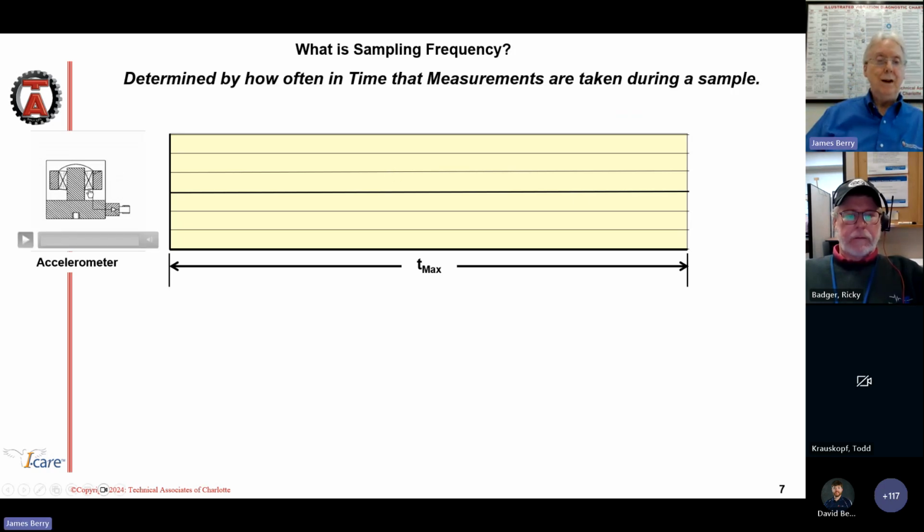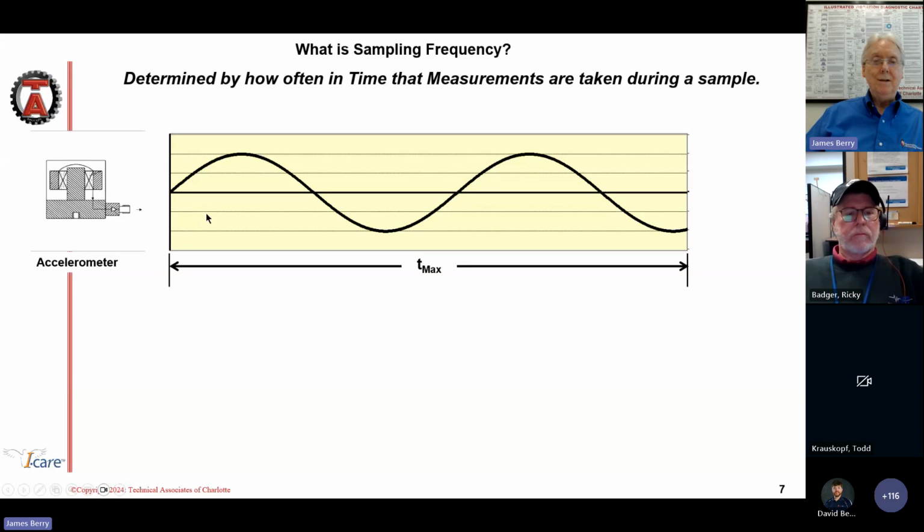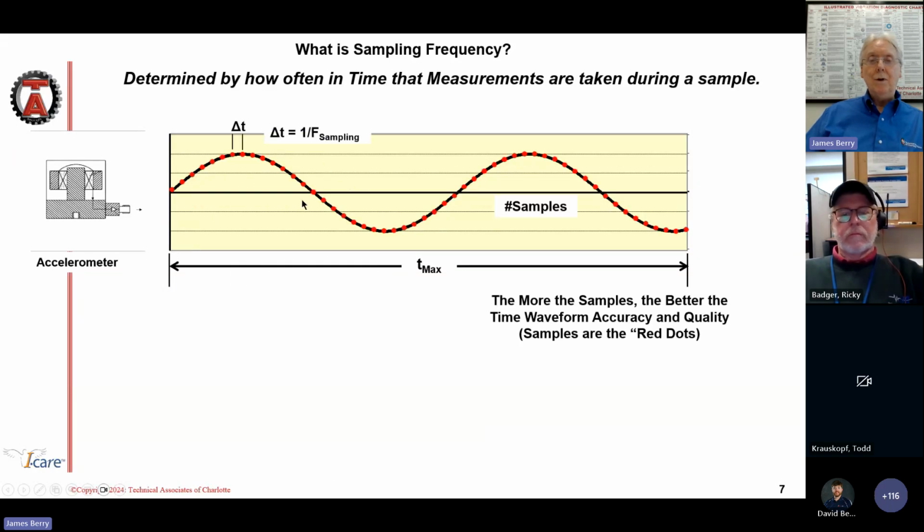First off, a measurement is taking place, and I'm looking at an accelerometer right now, and it's going to measure something, and I'm going to let you see this again. You see these red dots coming in, all right? As they're coming in, the more of the dots, the better. That's what we're seeing here, the more of the samples. Each time one of these dots populates the screen, it's creating a time waveform.